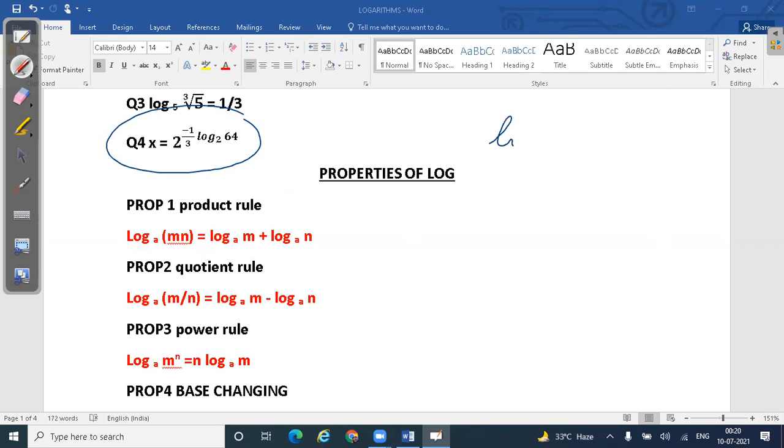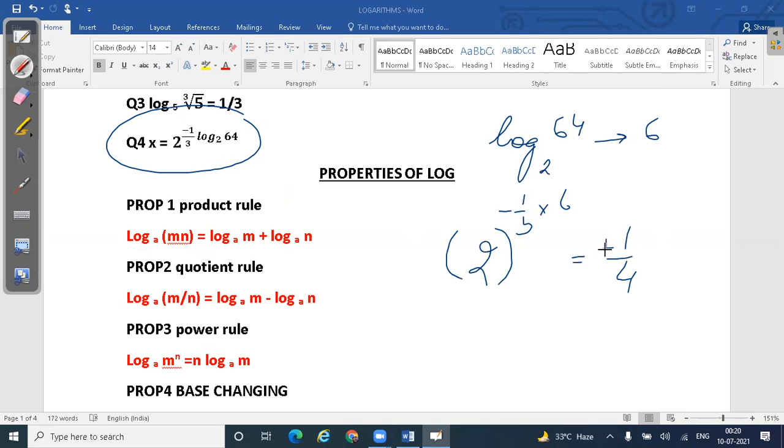So how I do is I write down log 64 to the base 2. I say it is 6. Just going to substitute 2 raised to the power minus 1 by 3 into 6. My answer is positive 1 by 4. Correct me if I'm wrong.